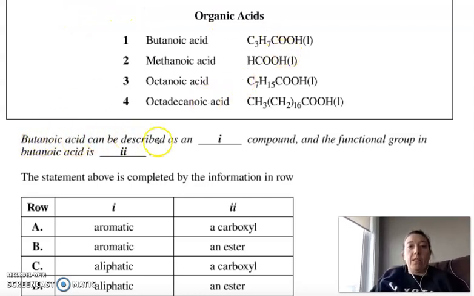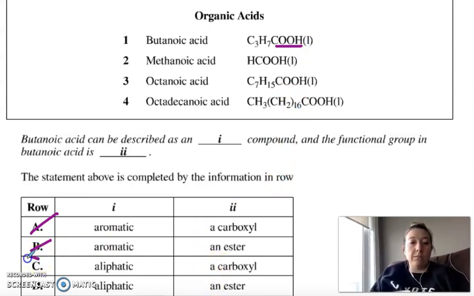Butanoic acid can be described as a blank compound, so aromatic or aliphatic. When we've talked about this before, we've said that we decide if something is aromatic if it has benzene. Butanoic acid doesn't have benzene, right? So it is not aromatic. And the functional group in butanoic acid, here's our butanoic acid over here, it's a COOH. Is that a carboxyl or an ester? Well, that is a carboxyl.